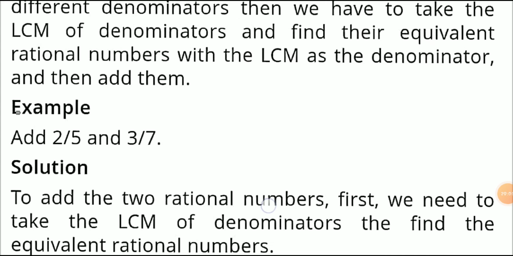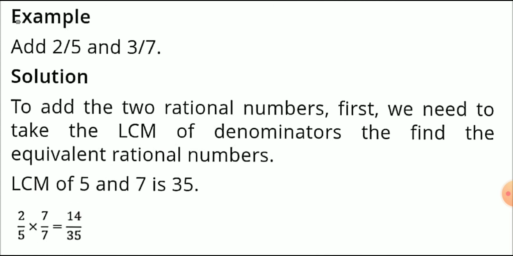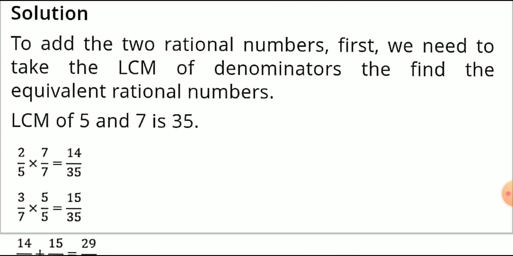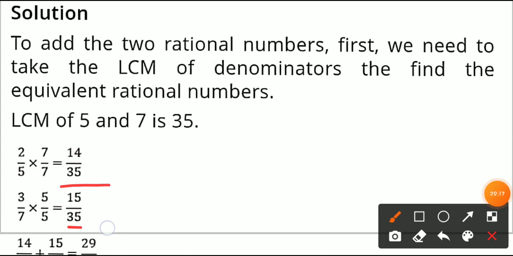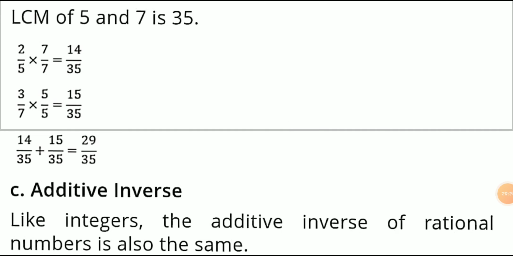To add two rational numbers, we need to take the LCM of their denominators. The LCM of 5 and 7 is 35, as I showed you above. So make their denominators the same. Okay. 14 upon 35 plus 15 upon 35 is equal to 29 upon 35.